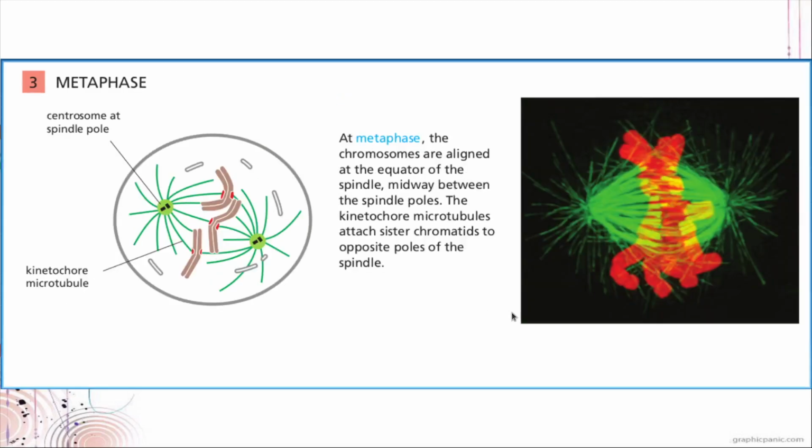Okay, so metaphase. In metaphase, the chromosomes are aligned at the equator. It's actually quite visible if you have your general biology laboratory class and you did the microscopy, it is one of the more prominent things that you can see under the microscope, the chromosomes lining up at the middle. They are aligned at what we call the equator of the spindle, midway between the spindle poles. The kinetochore microtubules attach sister chromatids to the opposite poles of the spindle.